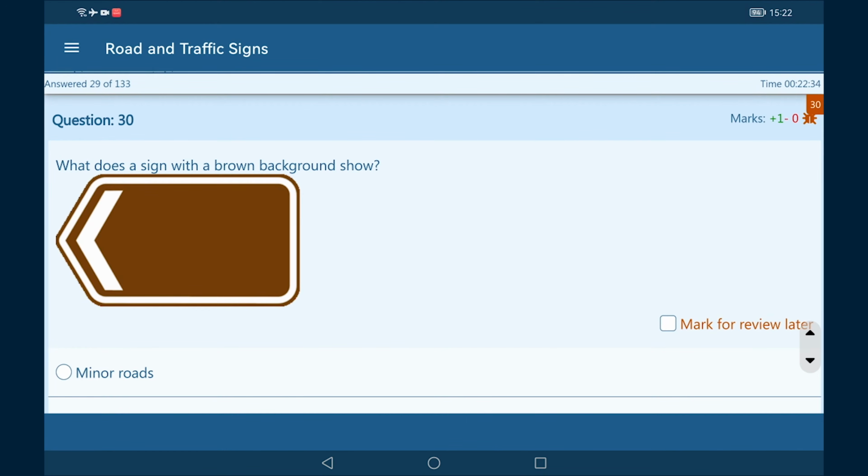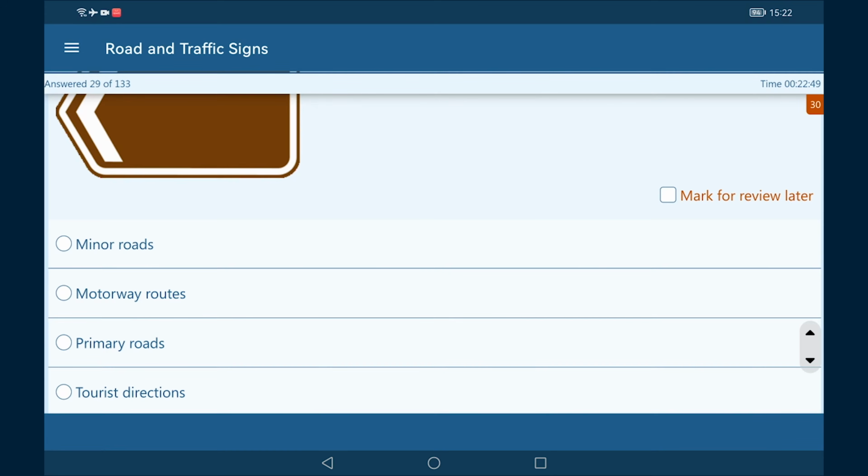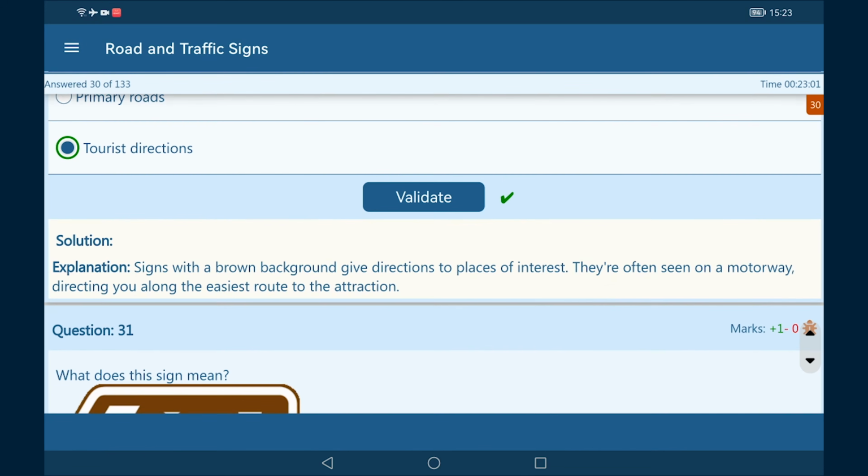Question 30. What does a sign with a brown background show? Option 1. Minor roads. Option 2. Motorway routes. Option 3. Primary roads. Option 4. Tourist directions. The correct answer is Option 4, that is, tourist directions. Explanation. Signs with a brown background give directions to places of interest. They're often seen on a motorway, directing you along the easiest route to the attraction.